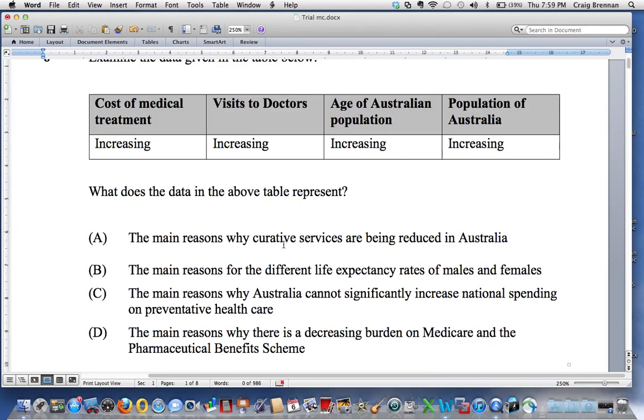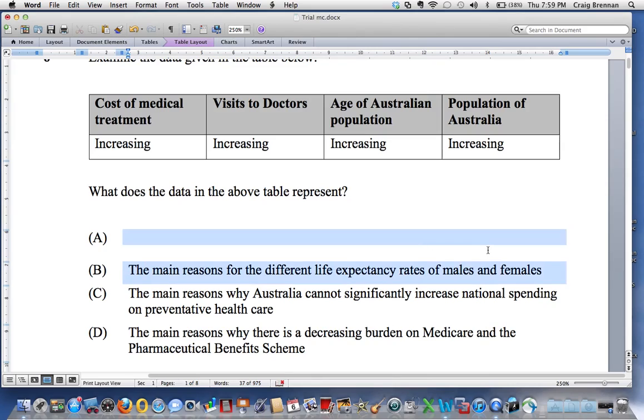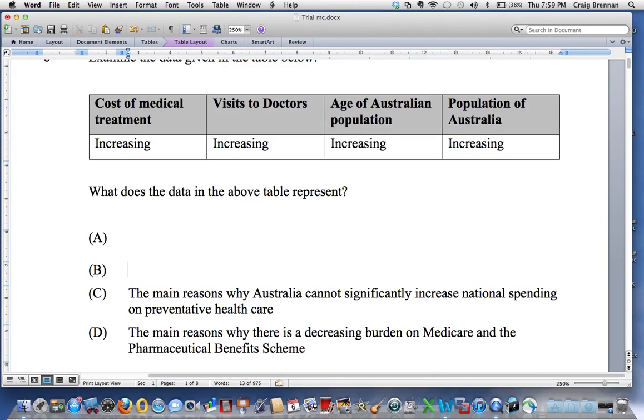So it says the main reason why curative services are being reduced in Australia. To me, that makes no sense at all because everything's sort of increasing. We're talking about curative services being reduced. We've got more people going to the doctor, older population. Can't be right. The main reason for the different life expectancy rates of males and females. Nothing in the table leans towards males and females. Can't be there. The main reason why Australia cannot significantly increase national spending on preventative health care. Yeah, I'm not really convinced on that one either.